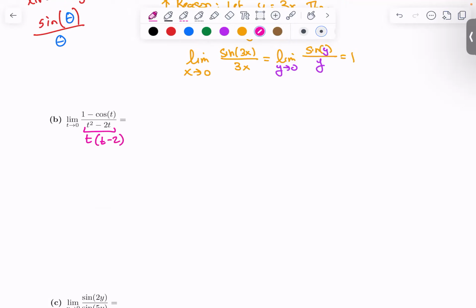And then, by properties of fractions, we can split this up into two fractional pieces. We can rewrite this as the limit as t approaches 0 of 1 minus cosine of t over t, times 1 over t minus 2. And that's a special limit, 1 minus cosine t over t, that goes to 0.